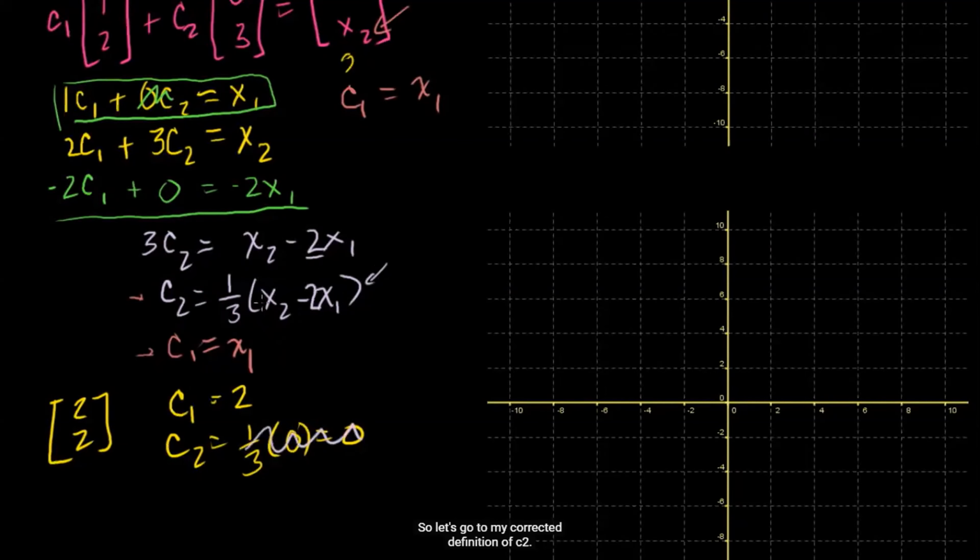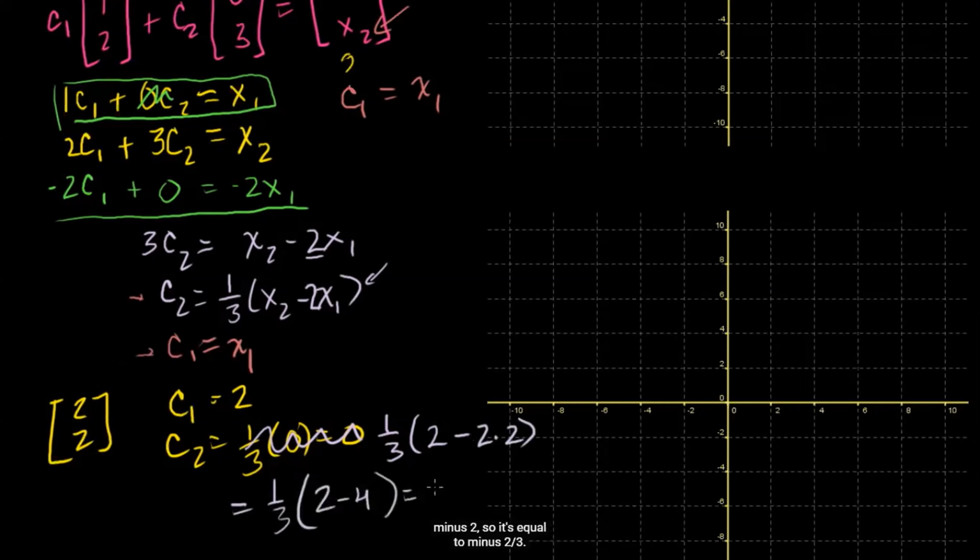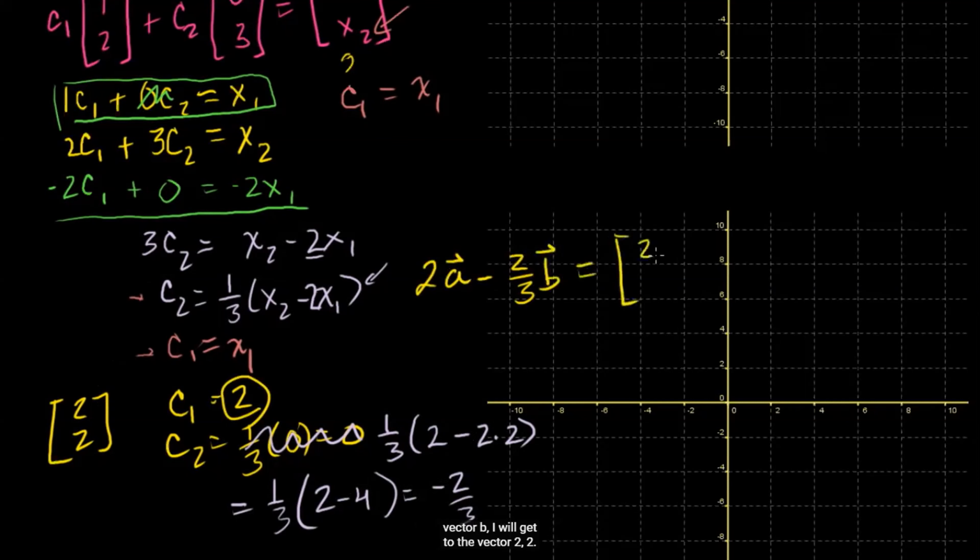So let's go to my corrected definition of C2. C2 is equal to 1/3 times x2, so 2, minus 2 times x1. So minus 2 times 2. So it's equal to 1/3 times 2 minus 4. 2 minus 4, so minus 2. So minus 2 thirds. So if I multiply 2 times my vector A minus 2/3 times my vector B, I will get to the vector 2, 2.